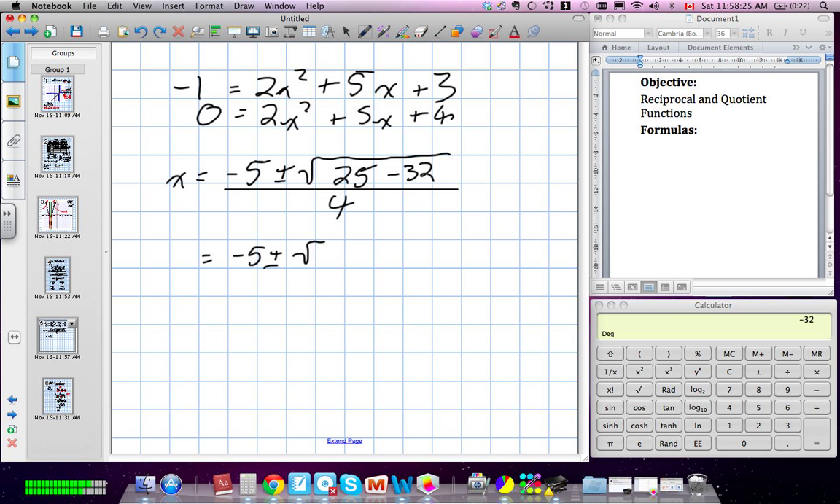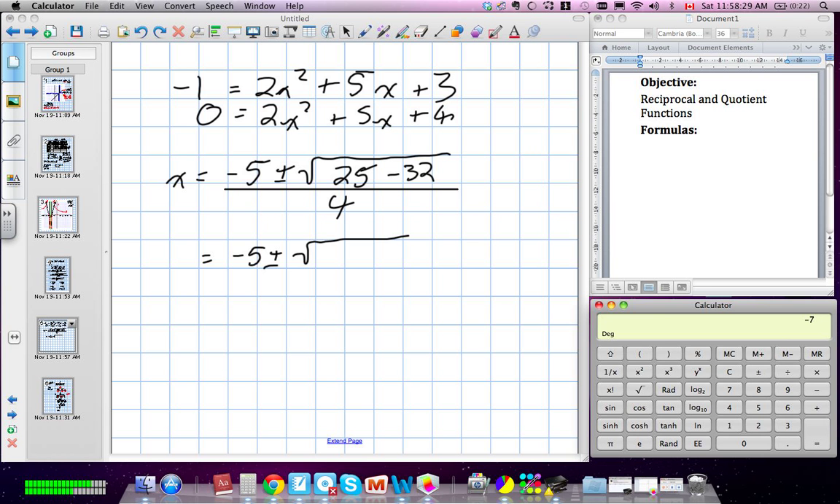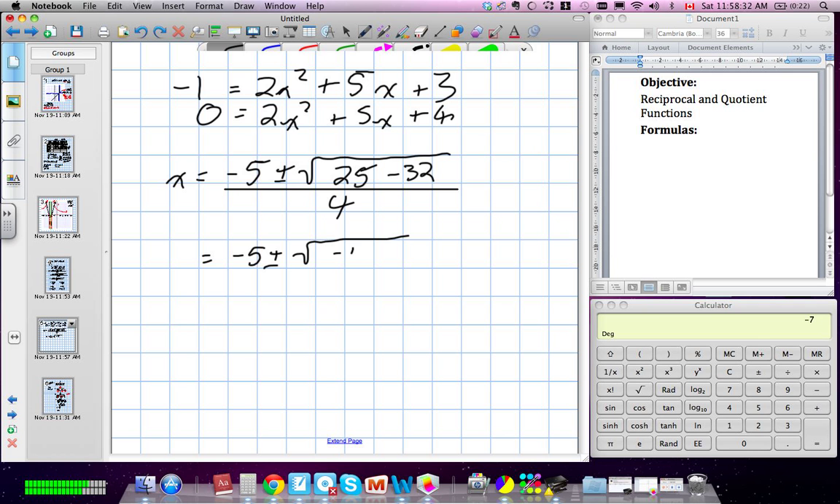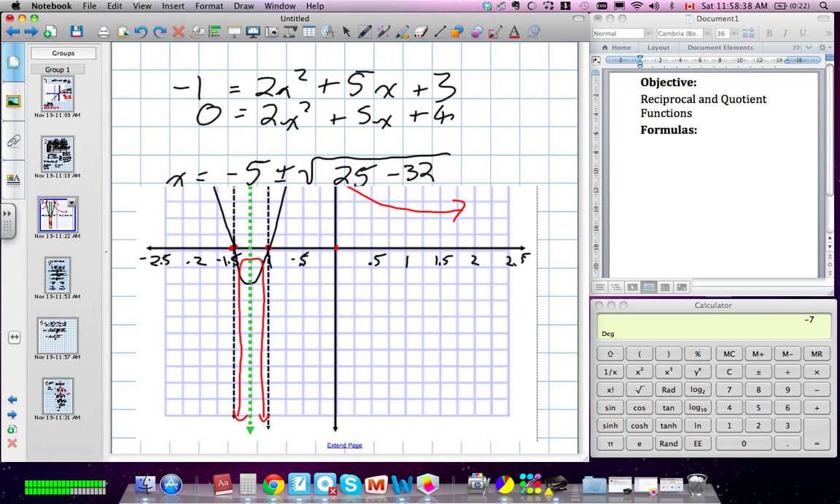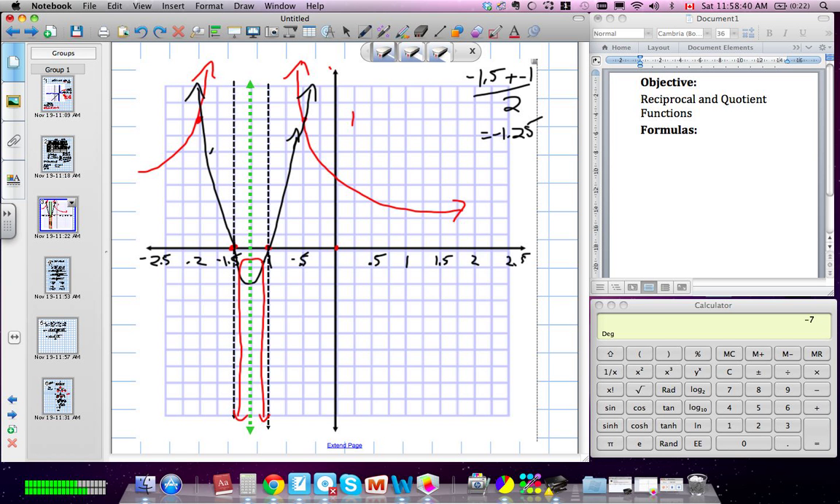32 plus 25. Root of negative 7. What happens when we're looking for the root of negative 7? Doesn't exist. So in other words, when we go to our quadratic function here, our reciprocal function, and remember I just did a sketch here. Yeah, it does not exist.